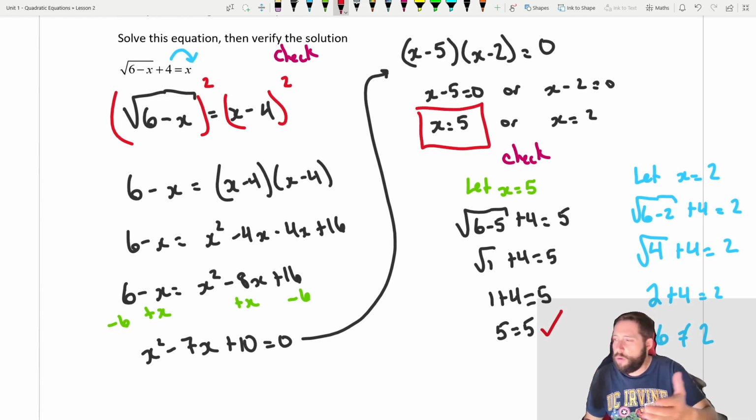Make sure you always go back and check to see if it's true or not, especially when it comes to a radical equation, when you have a root. Always go back to check to make sure that both answers, or maybe none of the answers, are correct. Well, that is it for today's lesson on solving quadratic equations by factoring.